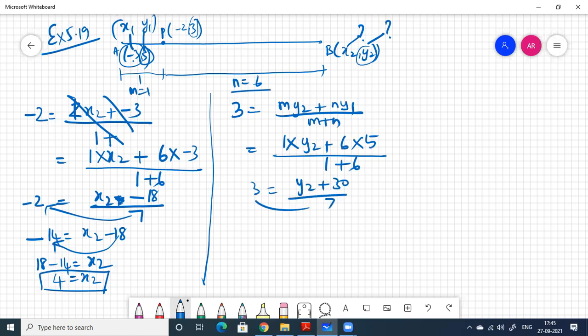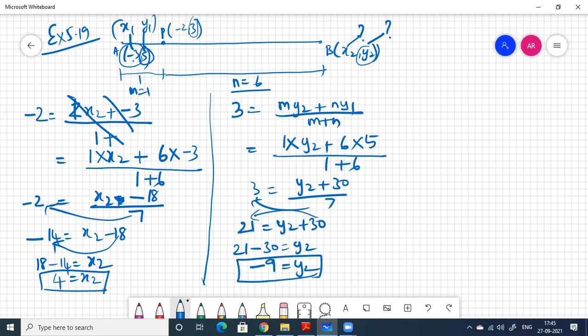Take this 7 this side. 21 is equal to y2 plus 30. Take this 30 this side. 21 minus 30 is equal to y2. Minus 9 equal to y2. So the point B, x2 comma y2, is equal to 4 comma minus 9. That's all you are getting.